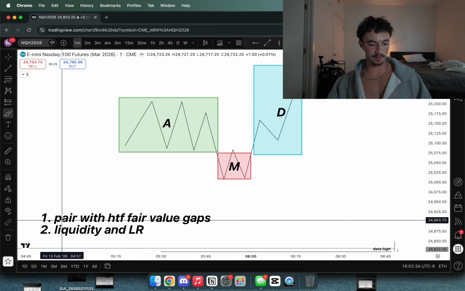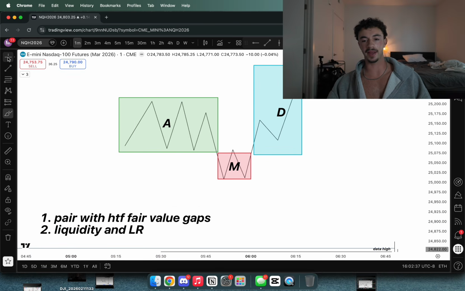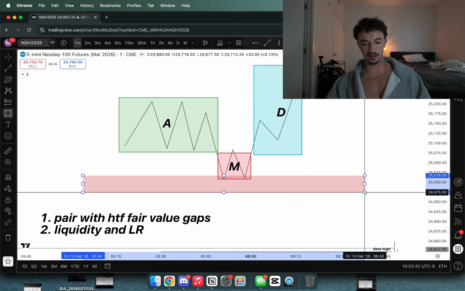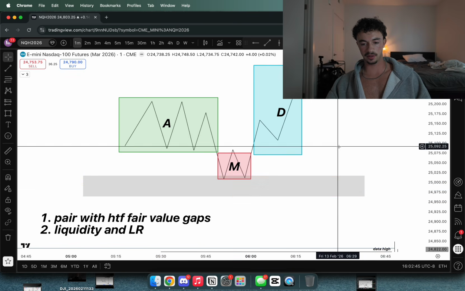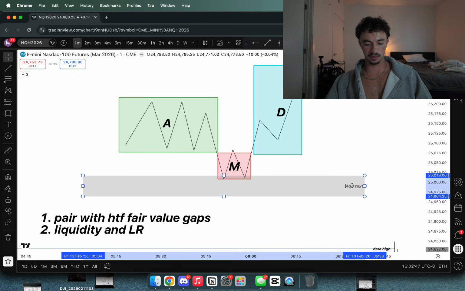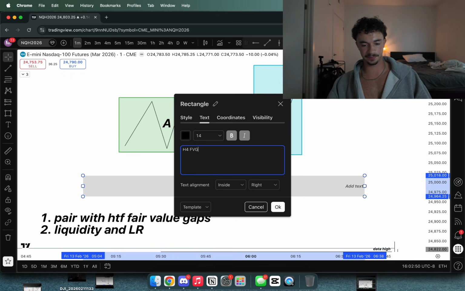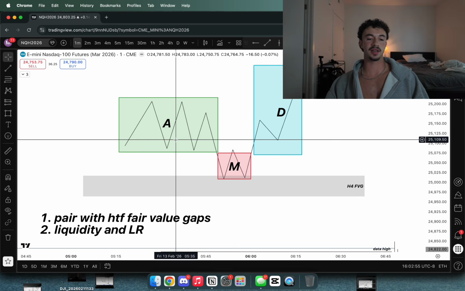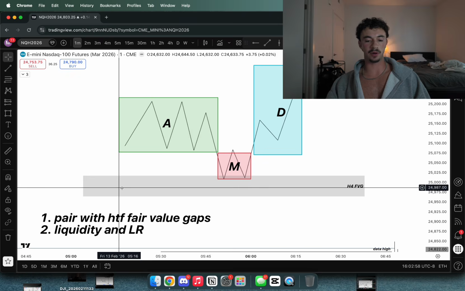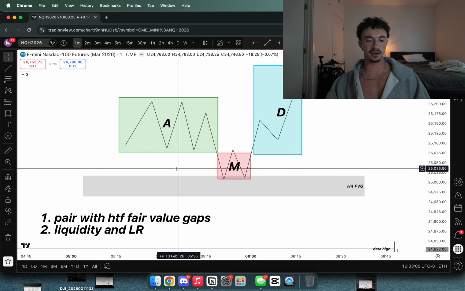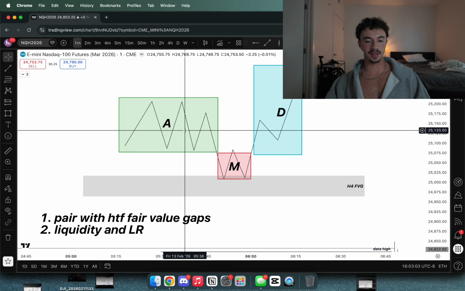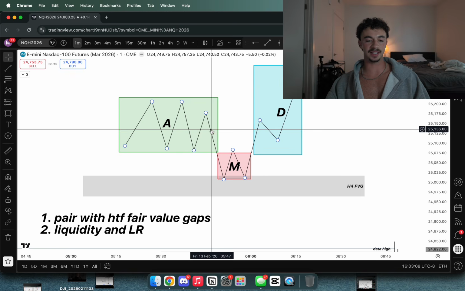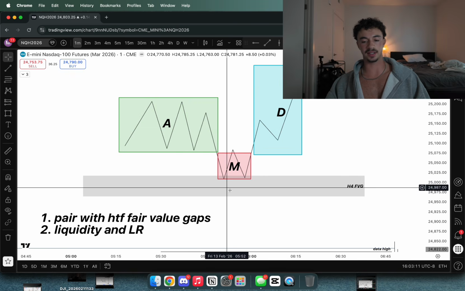So, number one, pair with high time frame fair value gaps. What do I mean by that? Let's say, for example, we have a 4-hour gap right here, a 4-hour, H4 fair value gap. What you want to see in most scenarios is an unmitigated 4-hour fair value gap resting right here. Price accumulates, does not tap into the 4-hour fair value gap until we see a leg to the downside, which then manipulates into it.